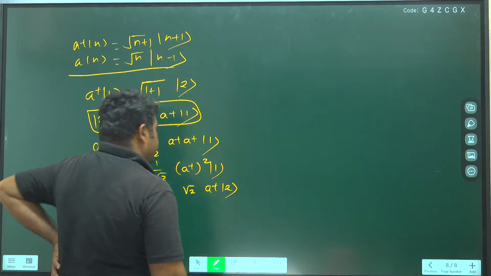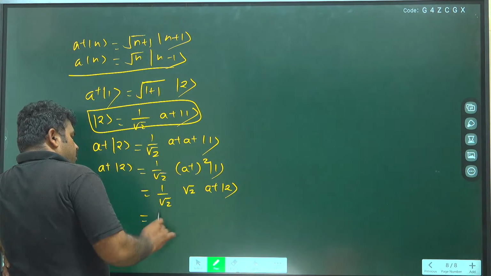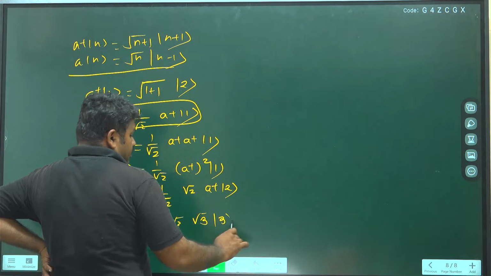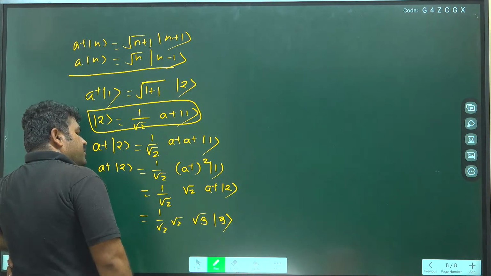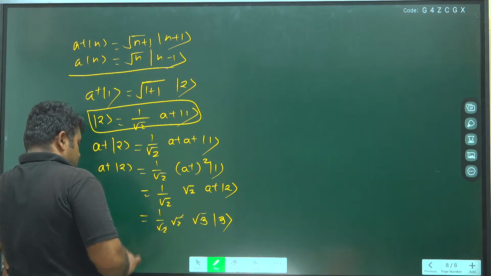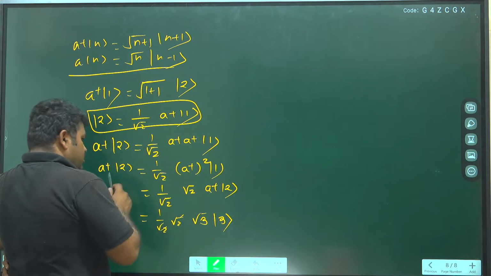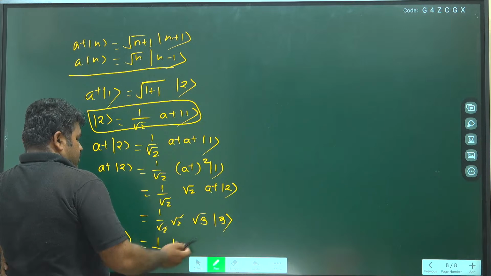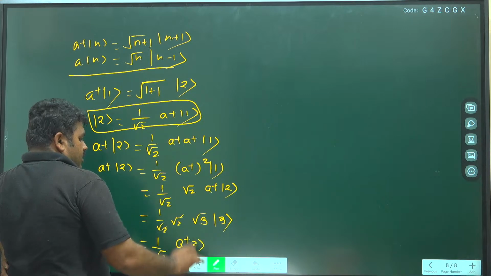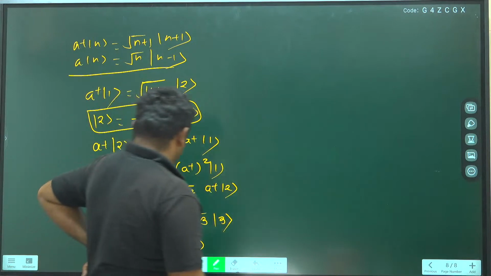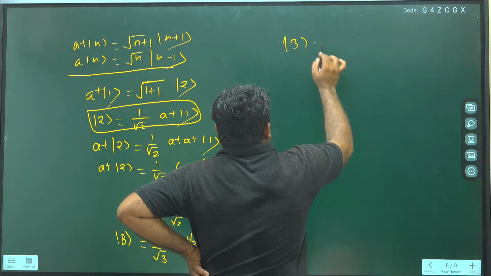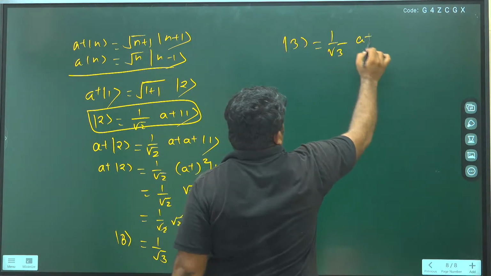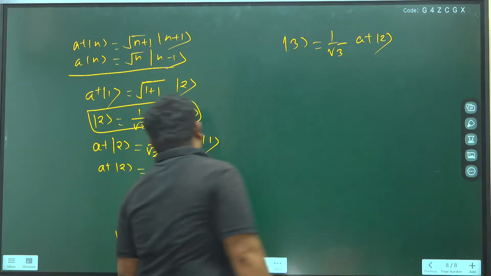Next A dagger operate on this one. So what will this become? 1 by root 2 and root 2 and ket 3 and root 3 ket 3, understand? Next, one more state increases. This becomes 3, so root 2 gets cancelled. So ket 3 is equal to, dividing by root 3, this becomes 1/√3 A dagger ket 2.